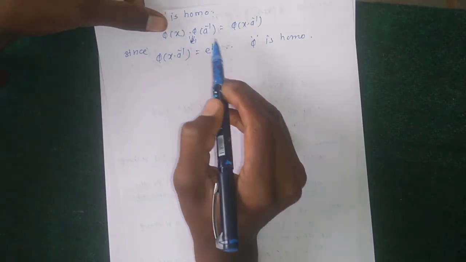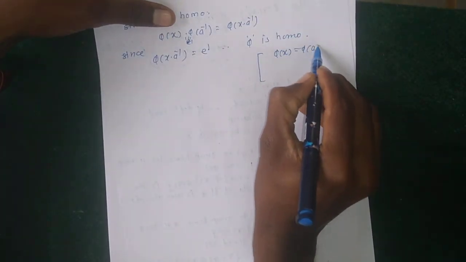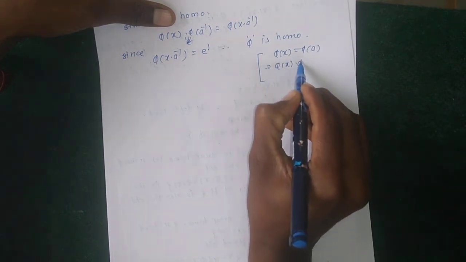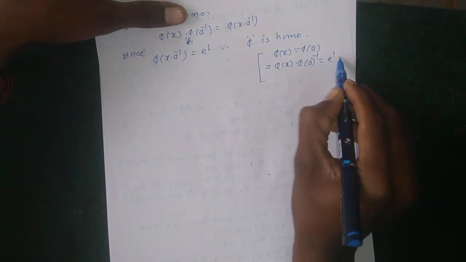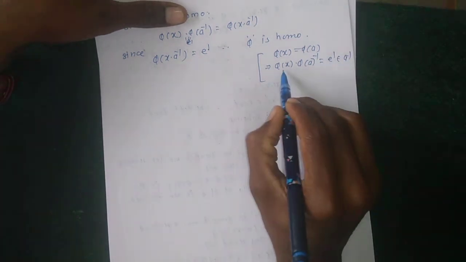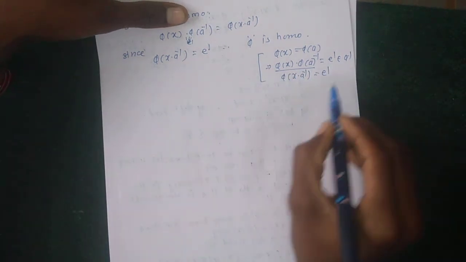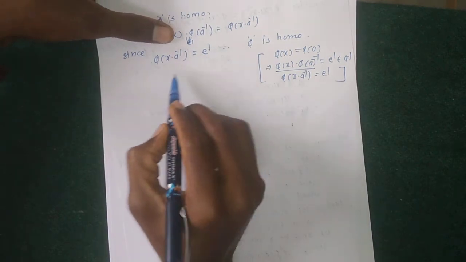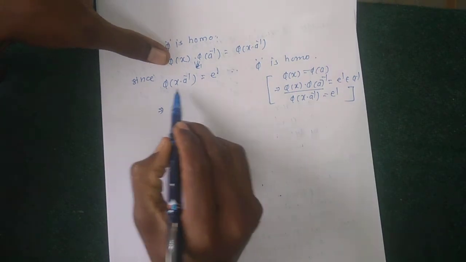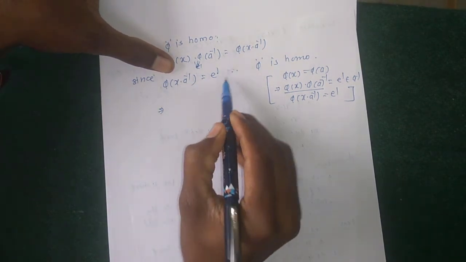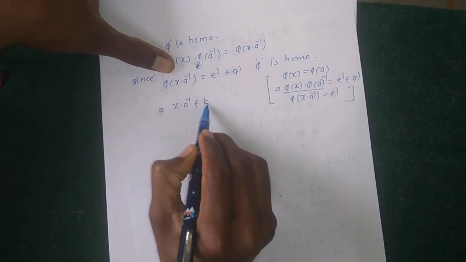Therefore phi of x equal to phi of A, which implies that phi of x into phi of A and their whole inverse equal to identity, and this belongs to G dash. Okay, and this equals phi of x into A inverse equal to E dash. So therefore phi of x into A inverse equal to E dash, which implies that their image is identity in G dash, which implies that x into A inverse belongs to kernel phi.